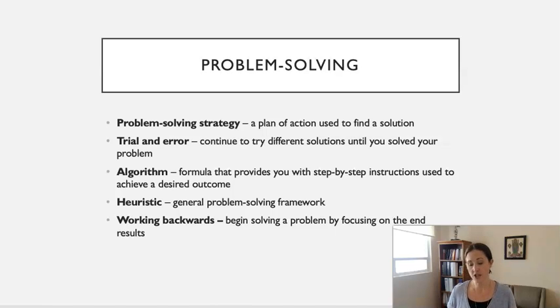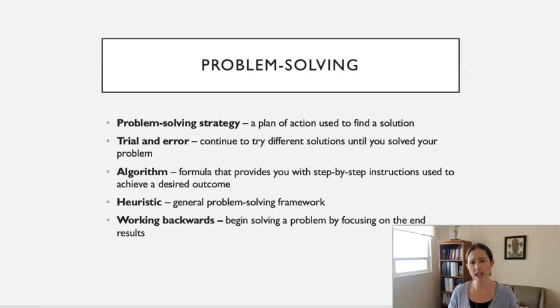Another problem-solving strategy is a heuristic. It's a general problem-solving framework. There are a few types of heuristics that we will get into on the next slide. But for this, know that in general, a good part about heuristics is that they're fast. You get the solution a lot more quickly than when you use an algorithm. However, the downside to heuristics is that they are prone to error. You are less likely to get the correct solution if you are using a heuristic rather than an algorithm.